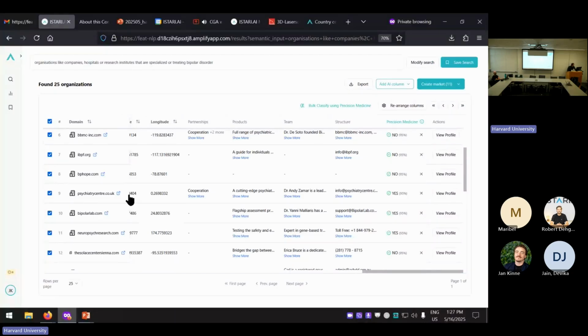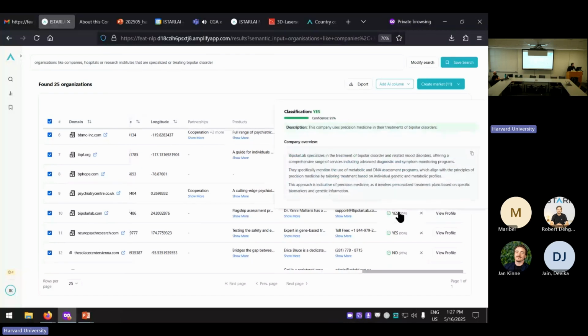The psychiatrycenter.co.uk and the Bipolar Lab. They say Bipolar Lab specializes in the treatment of bipolar disorders and related mood disorders, offering a comprehensive range of services, including advanced diagnostics and symptom monitoring programs. They specifically mention the use of metabolic and DNA assessment programs, which align with the principles of precision medicine by tailoring treatments based on individual genetics and metabolic profiles. Seems to be a good hit, I guess.